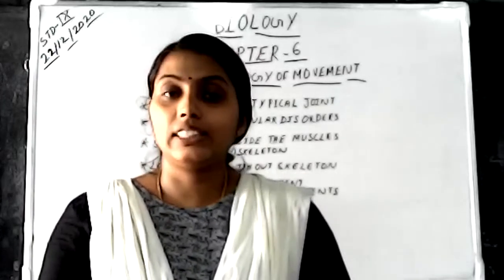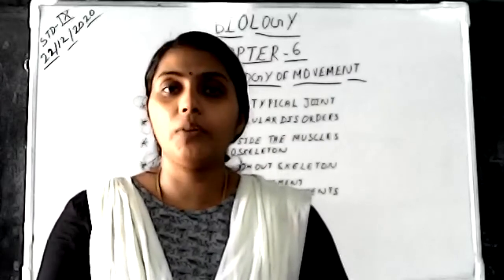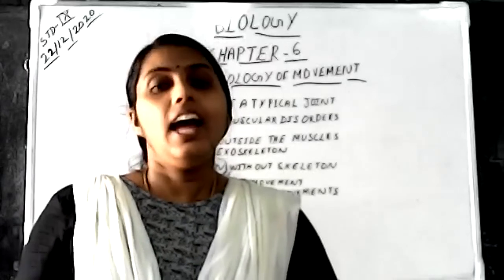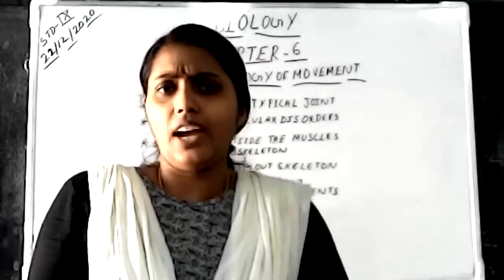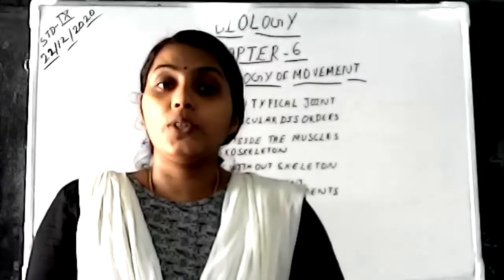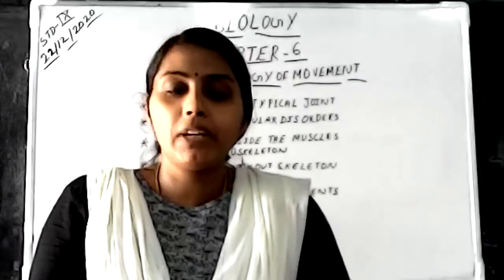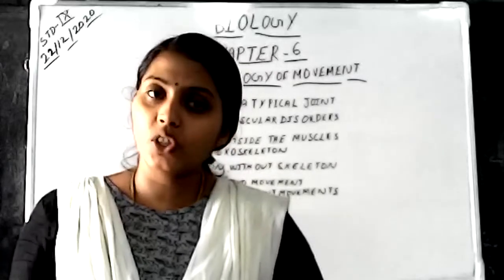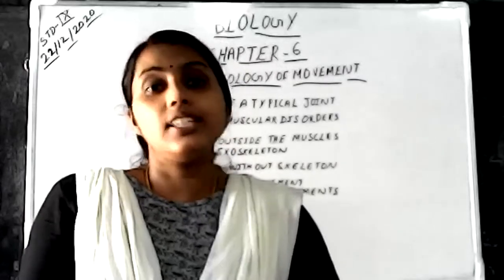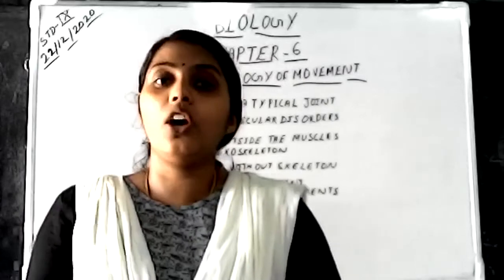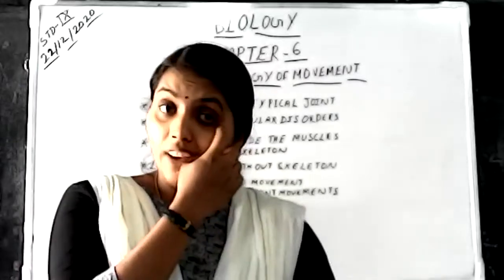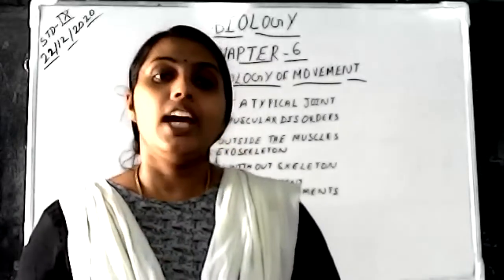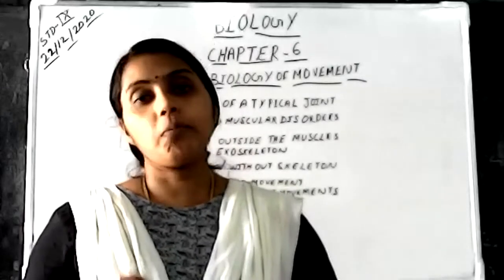About the distribution of bones in our body, all these things we have studied in our previous class. And the different types of joints we have studied. In this class we are going to study the structure of a typical joint. Different joints we have studied: ball and socket joint, gliding joint, and hinge joint. Likewise, 4 different kinds of joints we have studied. And here we are going to study the structure of a typical, normal joint.